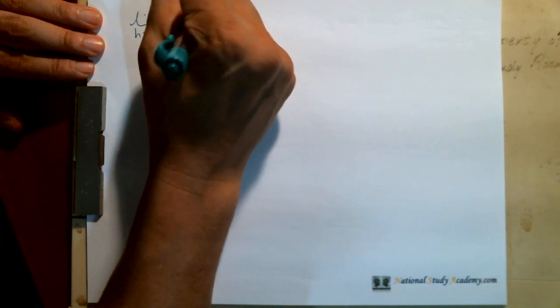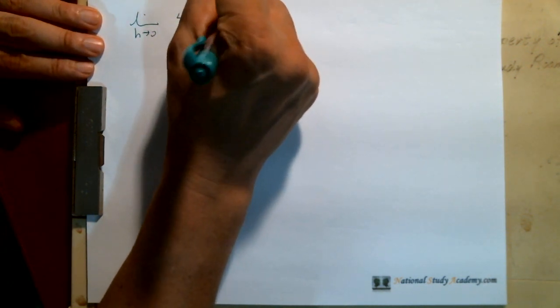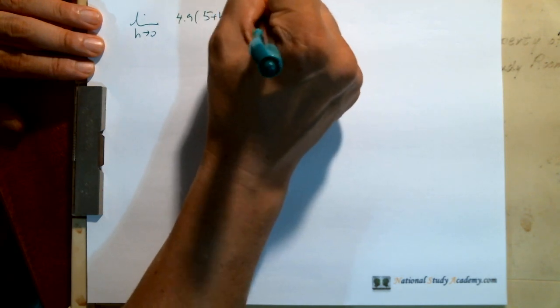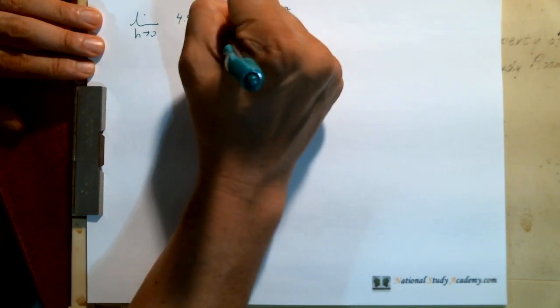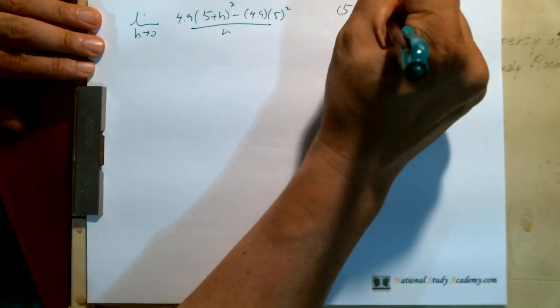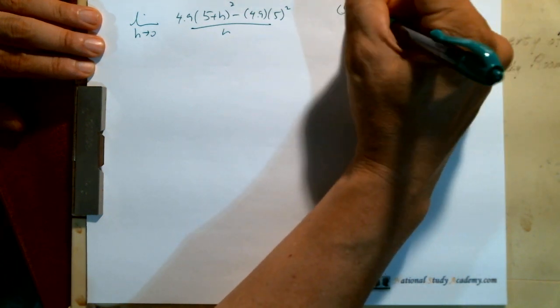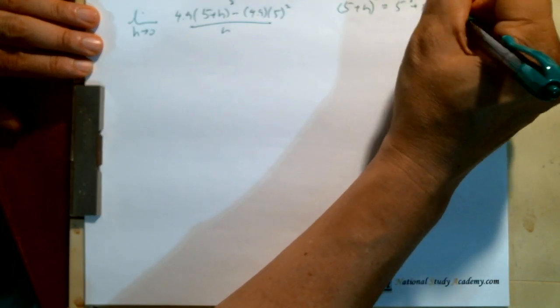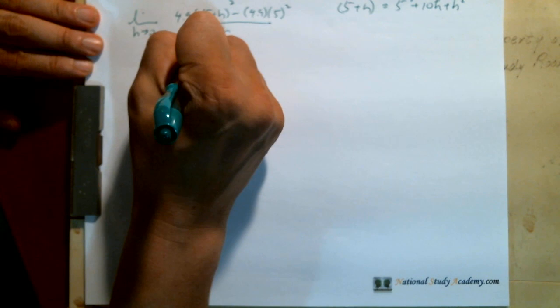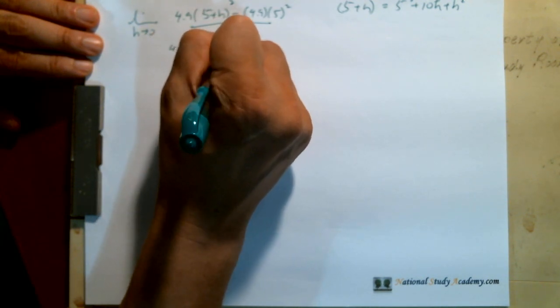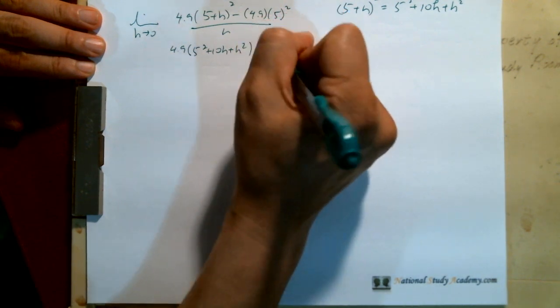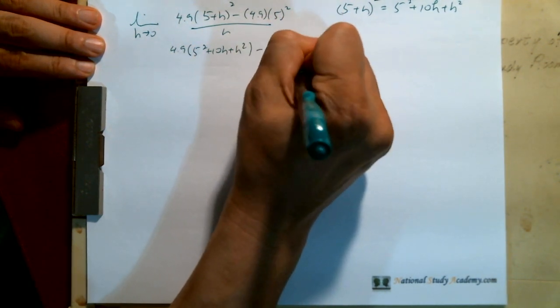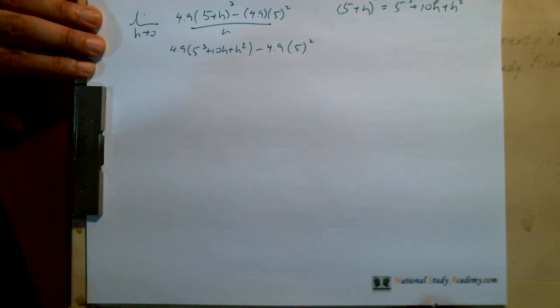So the limit as h approaches 0 of 4.9 times (5 plus h) squared minus 4.9 times 5 squared, all over h. I'm going to have to distribute this out. (5 plus h) squared is 5 squared plus 5 times h, which is 5h, times 2 is 10h, plus h squared. So it's going to be 4.9 times 5 squared plus 10h plus h squared, minus 4.9 times 5 squared, all over h.